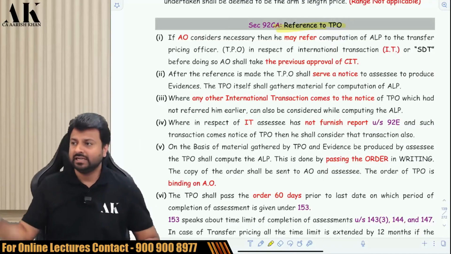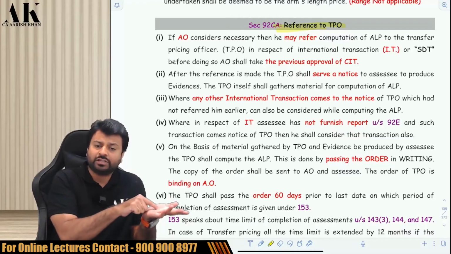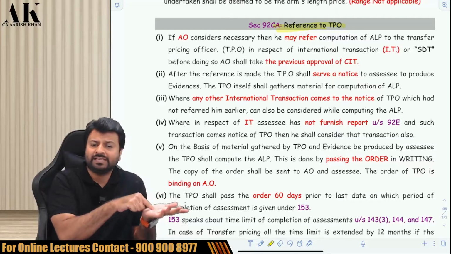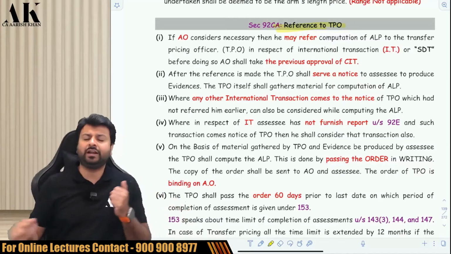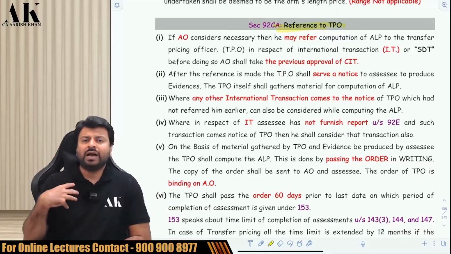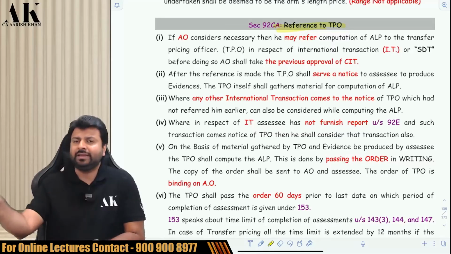Now the transfer pricing officer will give notice to the assessee and ask the assessee how have you computed the arm's length price, and accordingly the transfer pricing officer will determine the arm's length price of the assessee. So I am an AO, I have an issue in determining the arm's length price of the international transaction and domestic transaction, so I can make a reference to TPO.